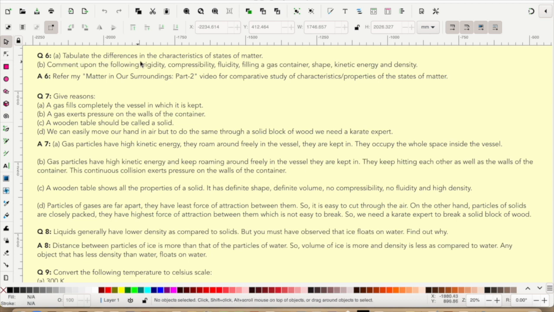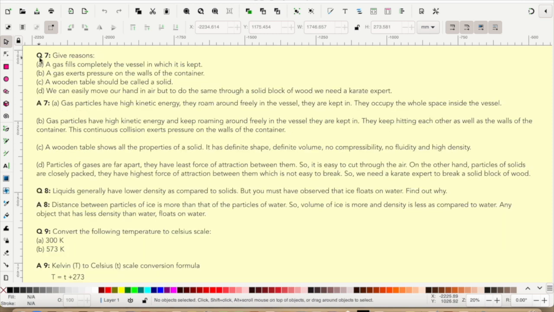Question number 6, Part A. Tabulate the differences in the characteristics of states of matter. Part B. Comment upon the following: rigidity, compressibility, fluidity, filling a gas container, shape, kinetic energy, and density. You may refer to my previous video titled Matter in Our Surroundings Part 2, where I have explained the characteristics and properties of states of matter.